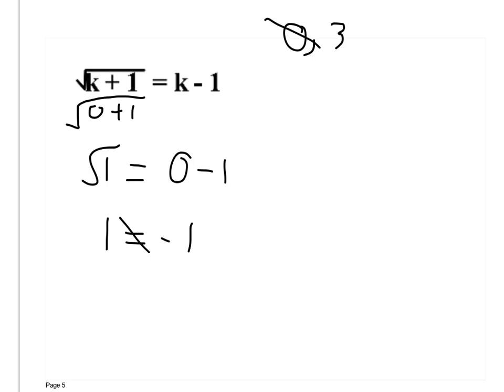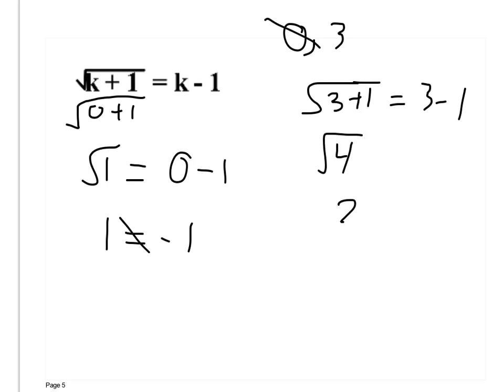So then what we do is we plug in 3. So we do square root of 3 plus 1 equal 3 minus 1. What is 3 plus 1? 4. What's the square root of 4? 2. What's 3 minus 1? 2. Does 2 equal 2? Yes, that is true. So 3 is the only correct answer.